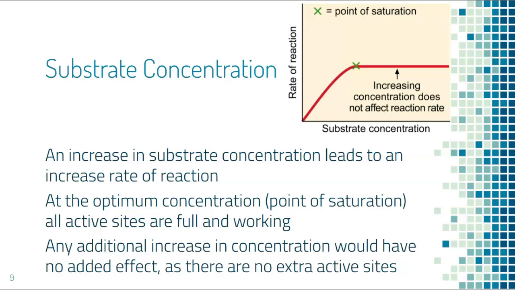And then substrate concentration. As you increase the substrate, you usually get an increased rate of reaction, right? If you put more into a formula, you're going to get more out of it. That just makes sense, right? But eventually, you're going to reach the point of saturation. When you reach the point of saturation, that means all active sites are full and working, and you're not going to get any additional increase because you would have to have more enzymes to get more out. So the increase in substrate helps to an extent. Eventually, you're going to level off when you reach that point of saturation.